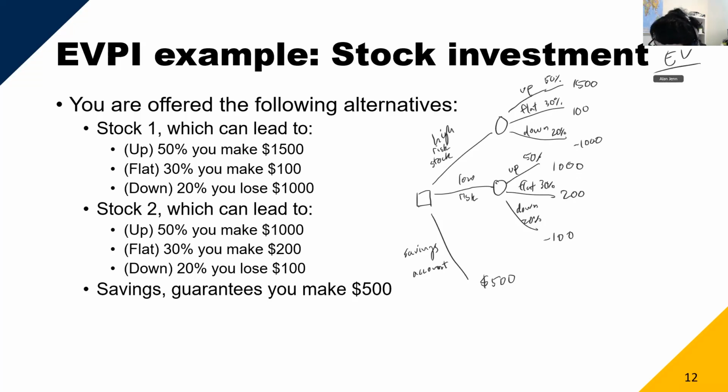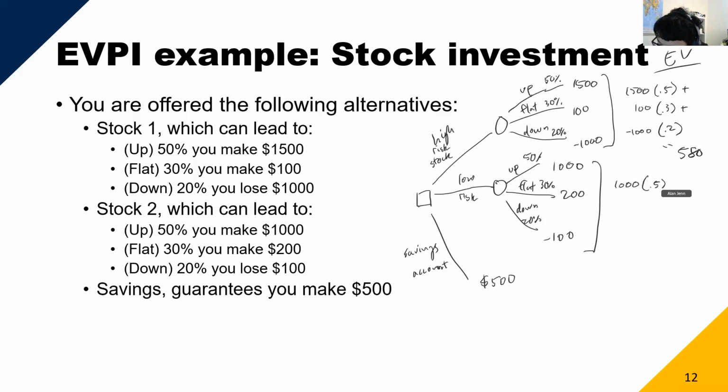So I can go ahead and calculate my expected values. For this set, it's going to be 1,500 times 0.5 plus 100 times 0.3 plus negative 1,000 times 0.2. And this will end up being equal to 580. I can do the same thing here. So 1,000 times 0.5 plus 200 times 0.3 plus negative 100 times 0.2. And this ends up being $540. Okay, and so in this case, the answer is straightforward. I should invest with the high risk stock because the expected value is the highest at 580 compared to 540.